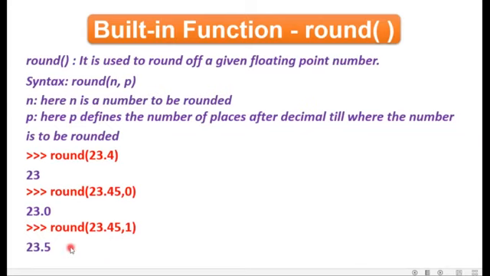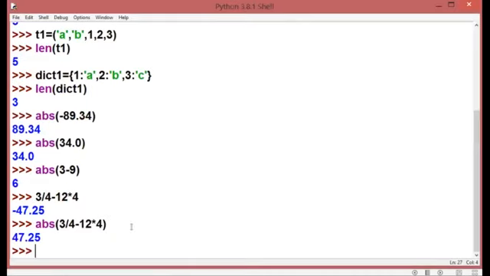And why 0.5? Because if you see that the last number is 5, that means, I told you, if the number is 5 or greater than 5, then the previous number is incremented by one value. So my 4 will be incremented by one value and will be converted into 5. That's why we are writing 23.5. So let's have a look at how it works.